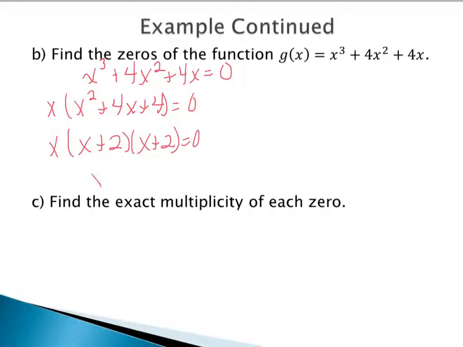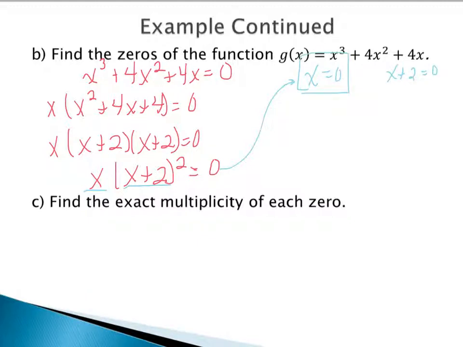Or more generally, we can say x times (x plus 2) squared, since we have two identical factors. Which means that when we're solving, we have our factors of x and x plus 2. So I would set each part equal to 0: x equals 0, and x plus 2 equals 0. Well, x equals 0 is already solved for x. For x plus 2 equals 0, we can just subtract the 2 on both sides. That way we have x equals -2. So your zeros of the function would be at x equals 0 and x equals -2.